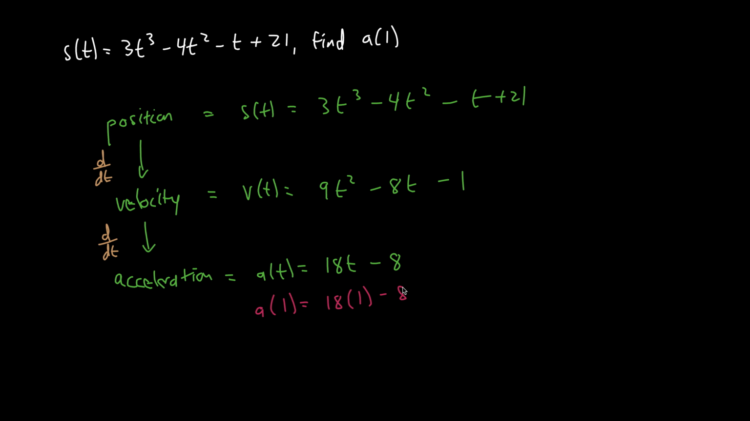18 times 1 minus 8. Therefore, I end up with 10, which means my acceleration of the particle would be 10 meters per second squared here. Note that sometimes we'll need to include these dimensions, sometimes not, but the original position was in meters. So let's write this out, meters.